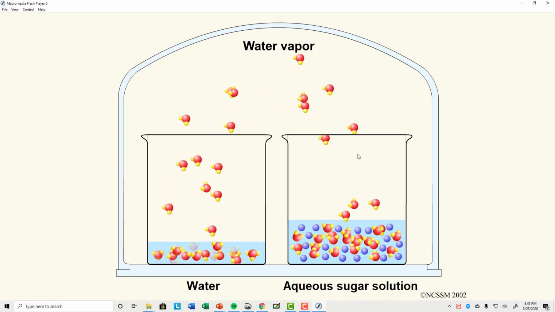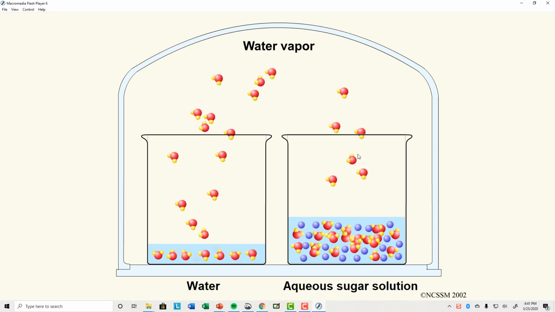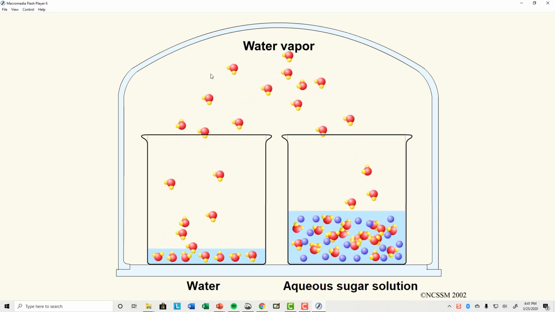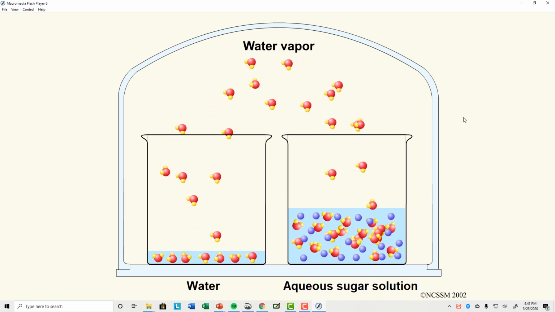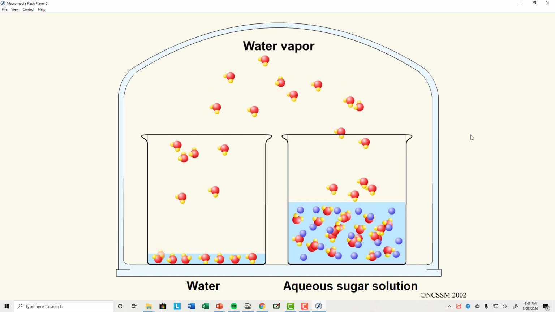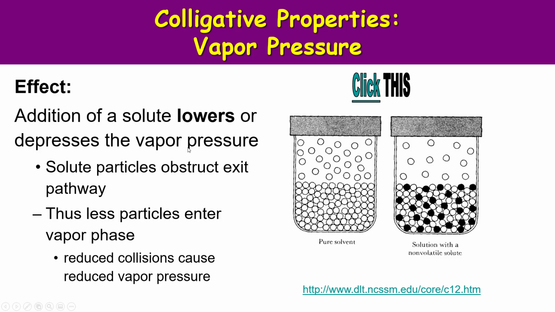So one of the things that we can understand is that if we don't see a lot of particles entering the vapor phase, there are not a lot of particles colliding with the walls of a container or anything, and therefore we have a depressed vapor pressure. So as we look at cause and effect, the reduced number of collisions that are caused by fewer particles entering the vapor phase reduces our vapor pressure.